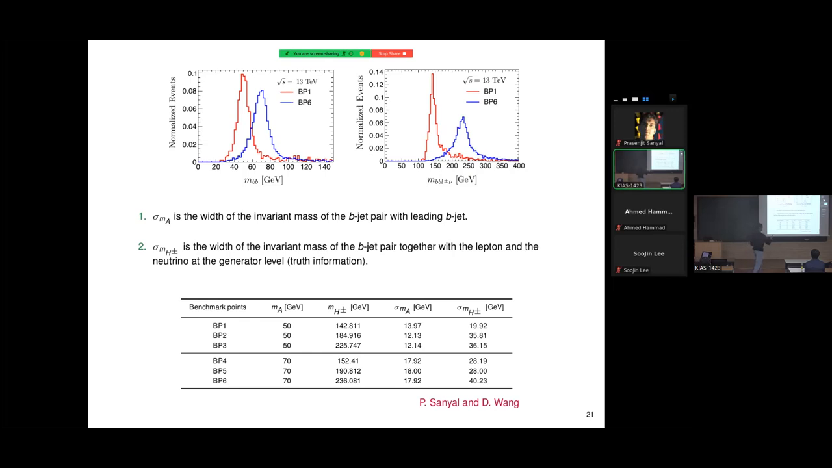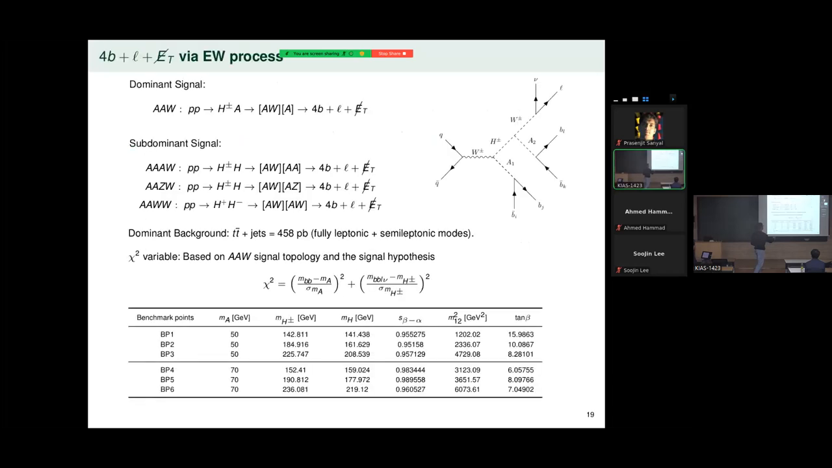So these are the mass resolutions for the six hypotheses or the six benchmark points for the pseudoscalar and for charged A. These mass resolutions are used as an input to the chi-square over here. Now, for each event, I make all possible combinations of chi-square based on the two bijet pairs and the possible solutions of the neutrino Z component momentum, and pick the one which has the minimum chi-square as the chi-square of the event.